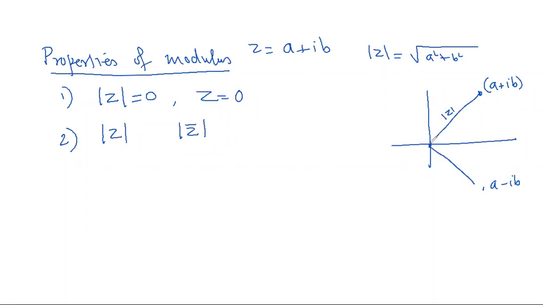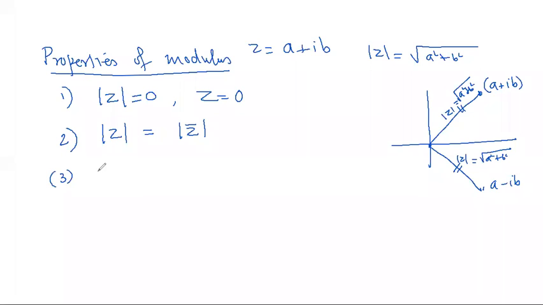What can you say about this length and this length? Equal. Both will be root of a square plus b square. This also will be root of a square plus b square. Both will be equal. Understood for the second property? The conjugate's modulus and the number's modulus will be equal.